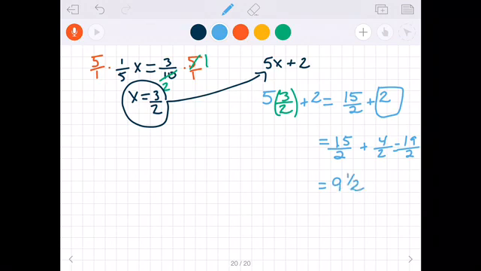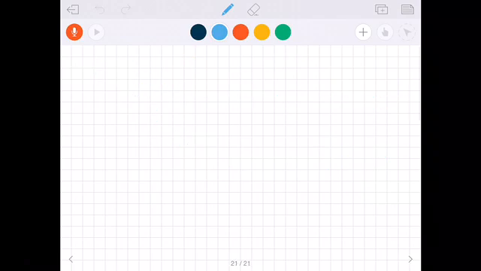Let's solve it the other way. 15 over 2 plus 2, I'm going to rewrite the equation. 15 over 2 plus 2 is equal to 7.5 plus 2. Here we're just going to add the whole numbers, and we get 9 and 1/2. Okay, so we get the same answer either way. I would like for you guys to work on the rest of those practice problems by yourself, and I'll answer any questions you might have in our Zoom meeting.